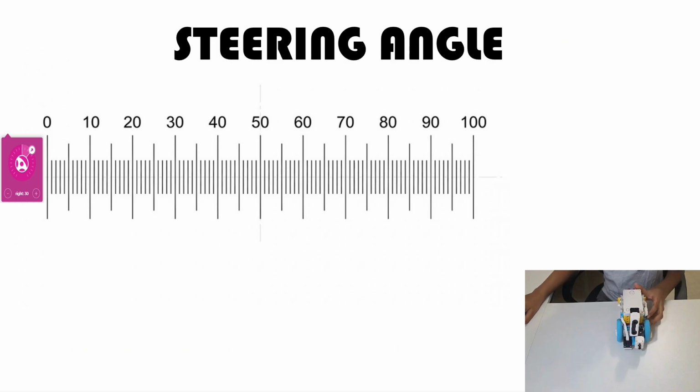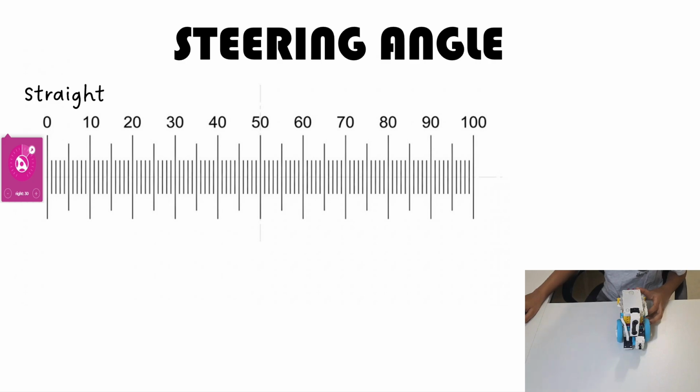Let's look at the steering angle block in more detail. One way to understand this is by using the 0 to 100 scale. When the angle is set to 0, the inner wheel rotates at the same speed as the outer wheel and in the same direction, causing the robot to go in a straight line. When the angle is set to 100, the inner wheel also rotates at the same speed as the outer wheel, but in the opposite direction.